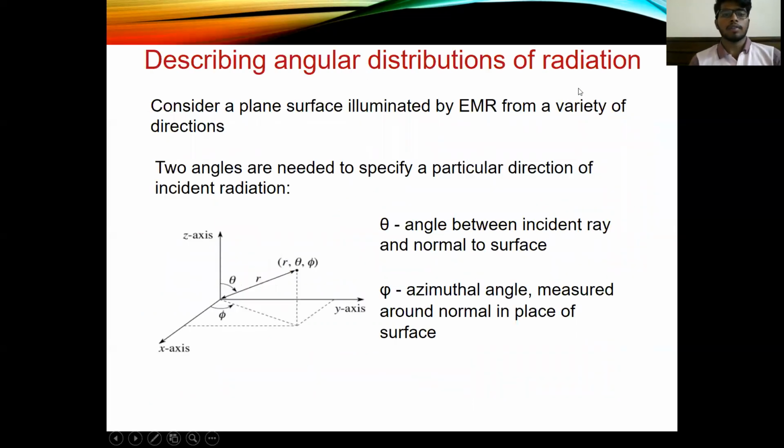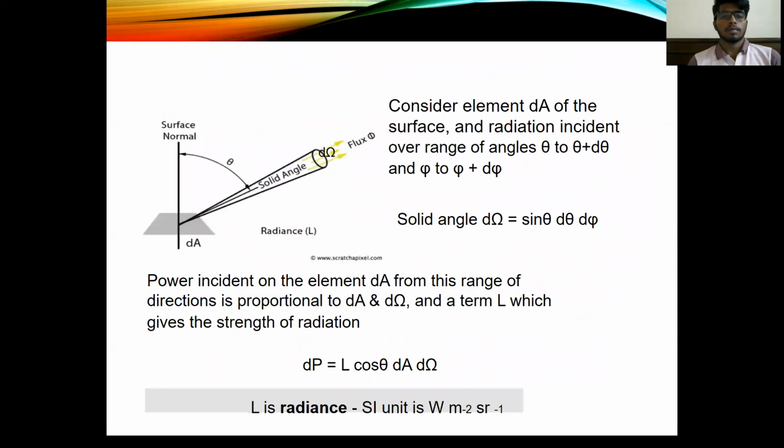Describing angular distributions of radiation. Consider a plane surface illuminated by EMR from a variety of directions. Two angles are needed to specify a particular direction of incident radiation. Theta, the angle between incident and normal to the surface. Psi, the azimuthal angle measured around the normal in the plane of the surface. Consider an element dA of the surface and radiation incident over a range of angles theta to theta plus d theta and psi to psi plus d psi.